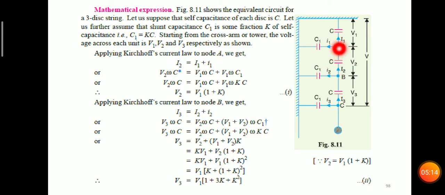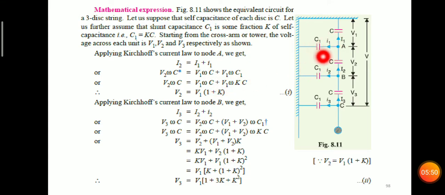Consider the point A. At point A, the current entering is I2 and the current leaving is capital I1 plus small i1. I2 equals I1 plus i1. We know that in a capacitor, the current is voltage by Xc. Capacitive reactance Xc equals 1 by omega C. So I2 equals V2 by 1 by omega C, or V2 into omega C. Similarly, I1 equals V1 into omega C.